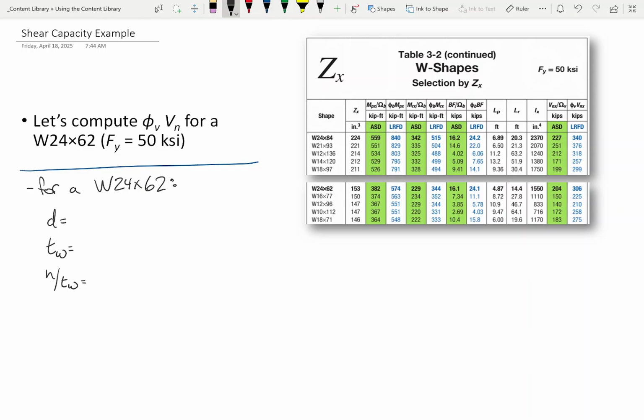What's D? 23.7. Okay, remember, should be close to 24 because it's about how deep it is. The web thickness, 0.430. And what's the h over tw? 50.1.